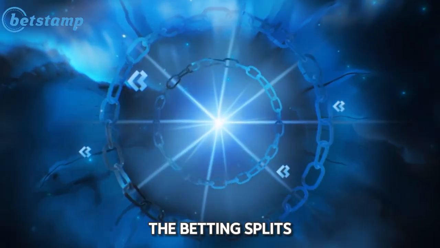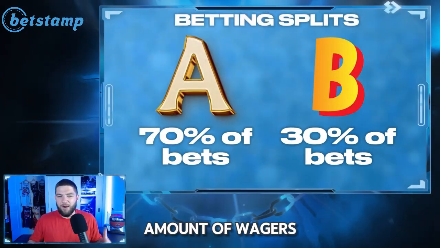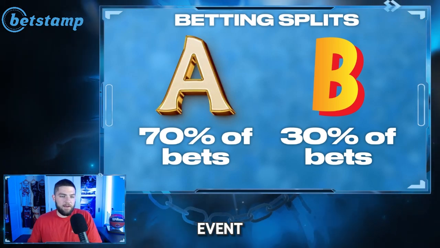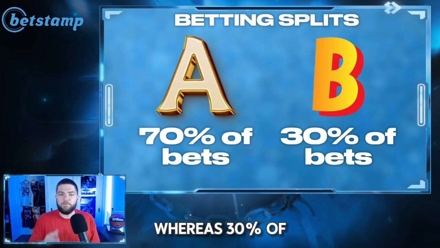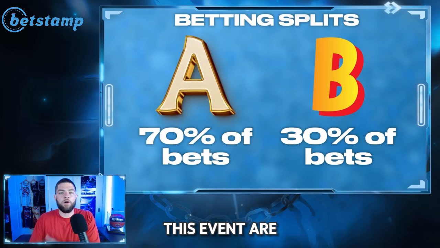We'll start with the betting splits, which refers to the total number of wagers placed on each side of an event. So in this situation here, 70% of the total bets on this event have been placed on Team A on the left, whereas 30% of the total wagers placed on this event are on Team B.